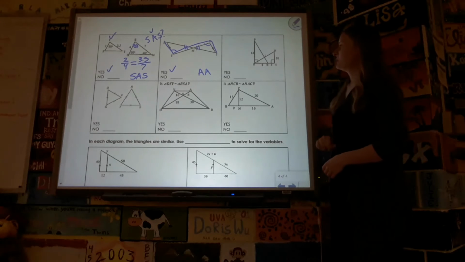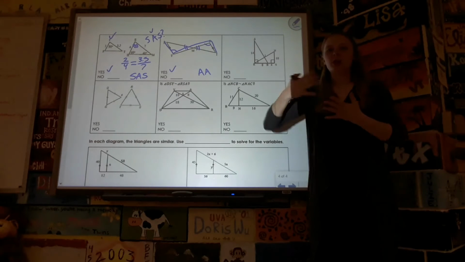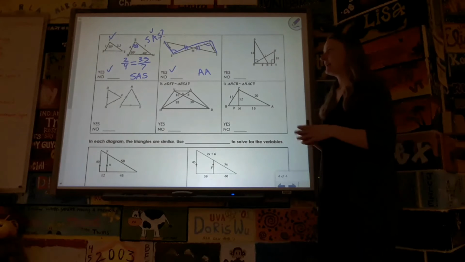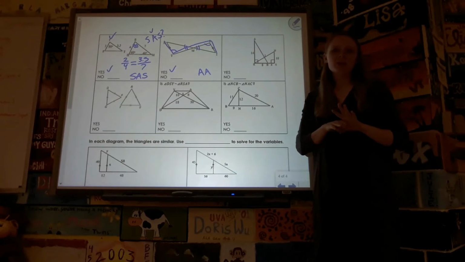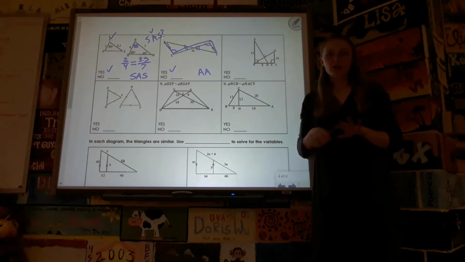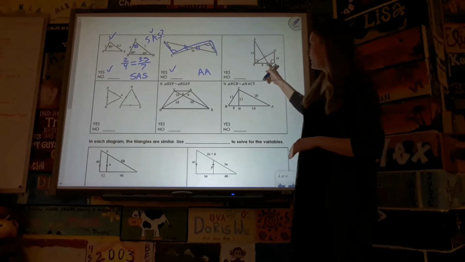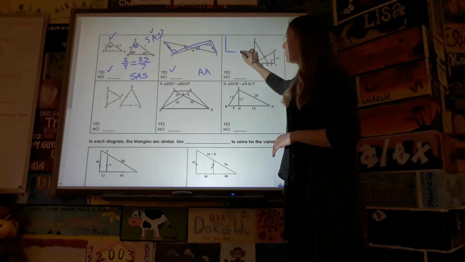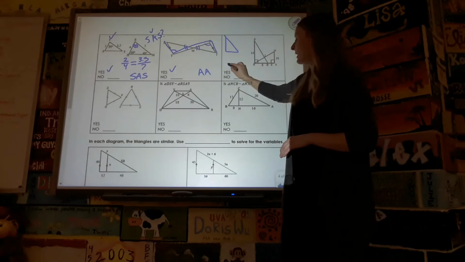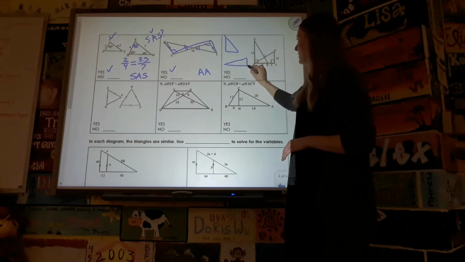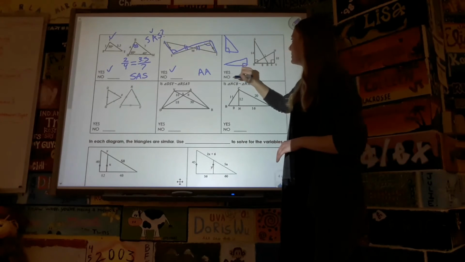Alright, this is another tricky one. These shapes are overlapping. So again, anytime they're right up next to each other or they're overlapping, it's a really good strategy to separate them. So I'm going to go ahead and redraw them. So I have the upright right triangle, and then I have the one on its side. They both have right angles.